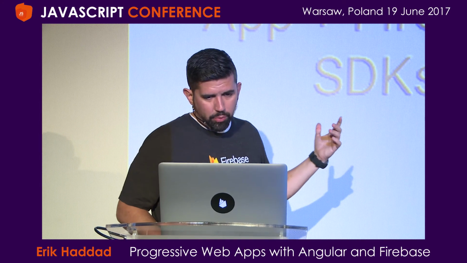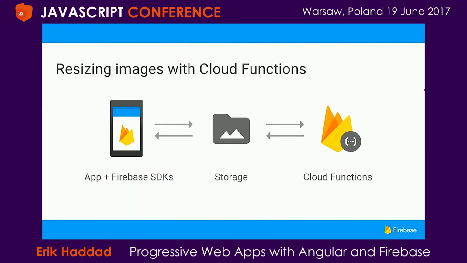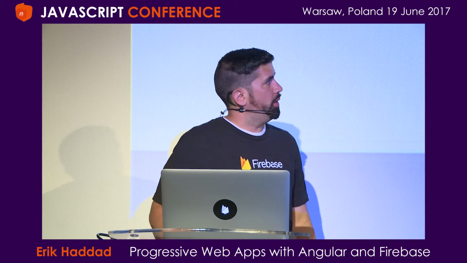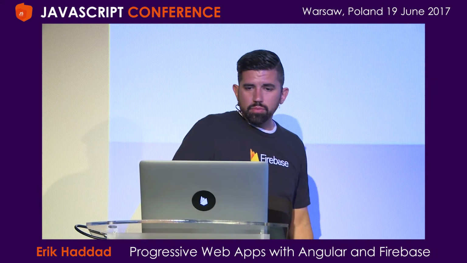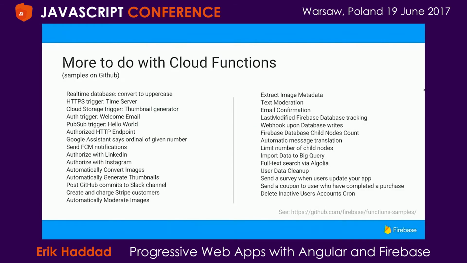One more example, like with storage. Let's say you want to resize images on the fly. You upload to storage, we detect that there's a new image, and your Node.js code that you copied in there will resize and store all those thumbnails. And these are all the things that you can hook into. And if you go to GitHub, all the samples are there. There's lots more coming.